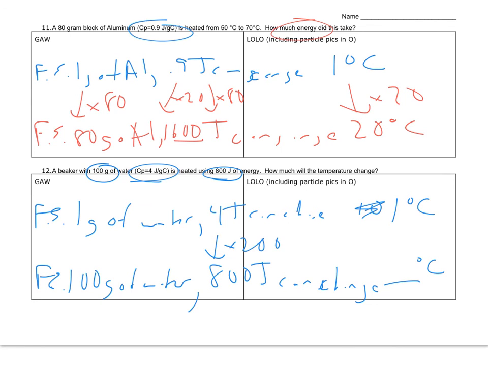Times 200 times 100. All right, and this is where it gets interesting. Mass and temperature are inverse, so divided by 100, but temperature and energy are direct. So 200 divided by 100, 2.